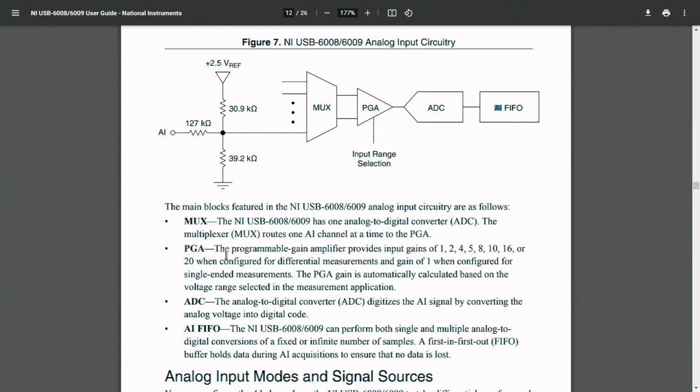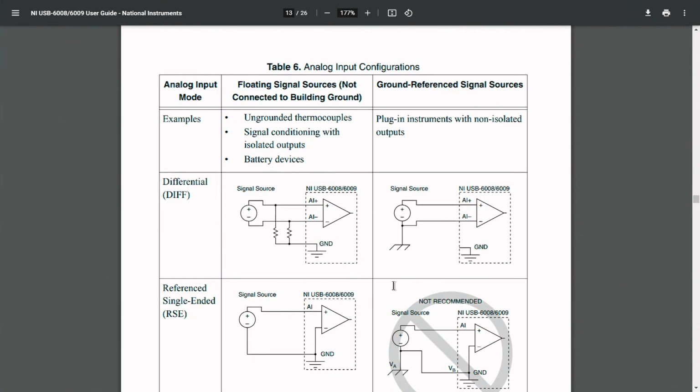Here we can see the programmable gain amplifier provides input gains of 1, 2, 4, 5, 8, 10, 16 or 20. So we have limited gains available. In case we require a gain of 3, this cannot be utilized, and we have to use an external gain. These gains apply when configured for differential measurements, and a gain of 1 when configured for single ended measurements. So it can be used for both differential and single ended. The PGA gain is automatically calculated based on the voltage range selected in the measurement range. One thing you should understand is the analog input configuration, otherwise it leads to noise or errors.